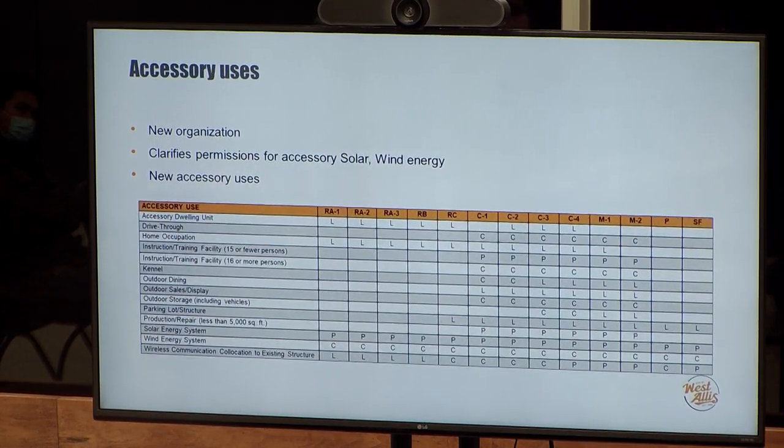That brings us to accessory uses. So Tony just spoke about principal uses, the primary use of the property. Accessory uses are a subordinate use to the principal use. So really, all of these things would be allowed currently now, more or less, as an accessory use. So there's really nothing new here, but we're just reorganizing it into a table, and then using the same format with P for permitted, C for conditional, L for limited use, and then going across the top with the different zoning districts.